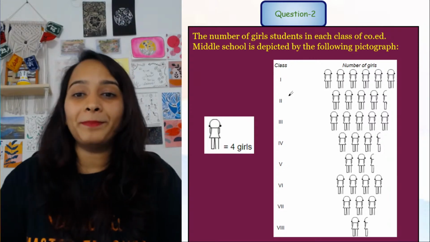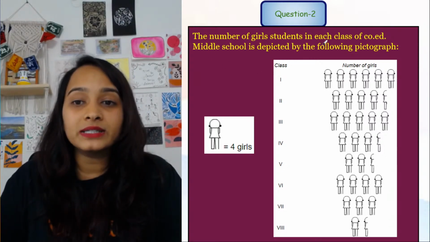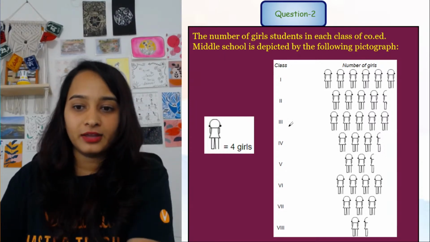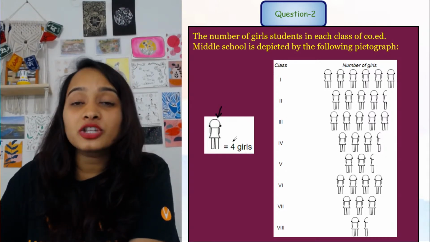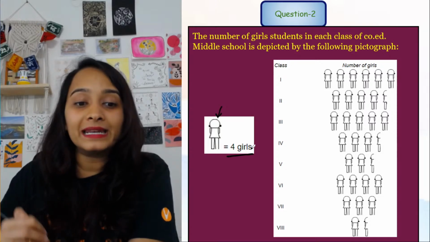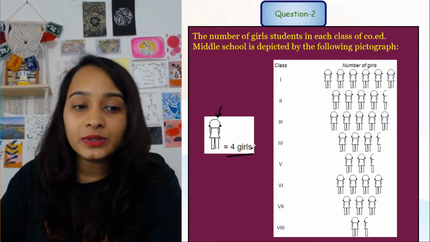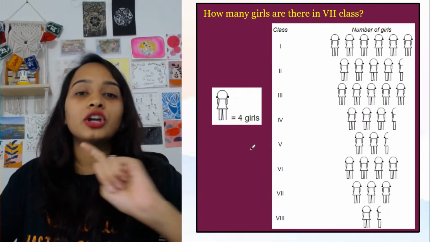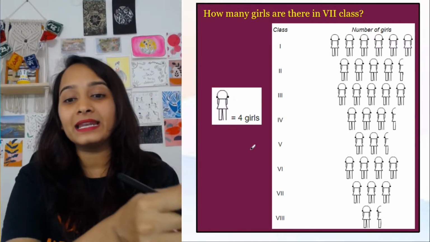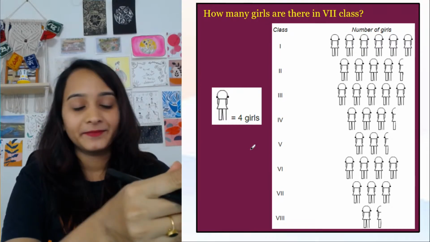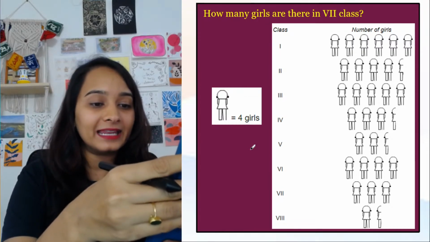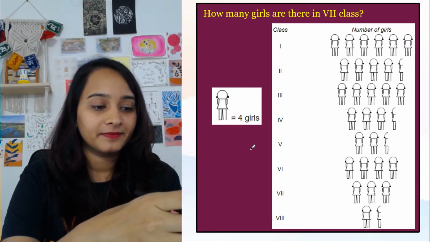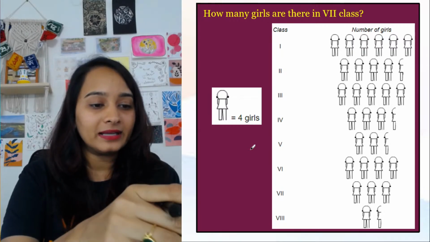Let's do a question on pictograph. The number of girl students in each class of a co-ed middle school is represented by the following pictograph. One image of this girl resembles 4 students in real life. So now you tell me, how many girls are there in class 7th? Come on, you tell me this. Quick, quick, quick.